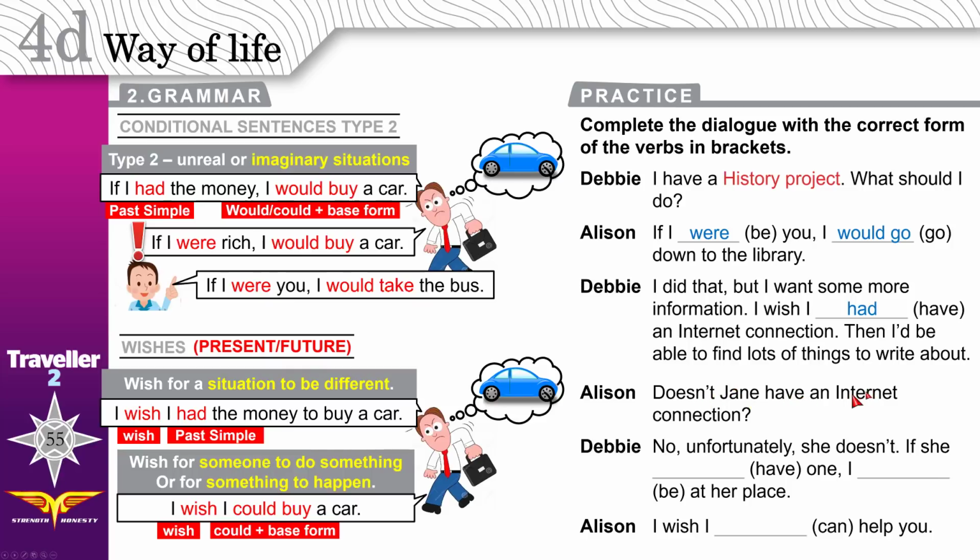Doesn't Jane have an internet connection? Your friend Jane or your relative. No, unfortunately, she doesn't. She doesn't have internet connection. If she, we're using if, she had, the past of have, one, I would be, use the verb in the base form, I would be at her place right now, not talking to you. I wish I, use can, help you. This time, I wish I could do something for you. I wish I could help you. Use could and then a verb, help, in the base form.